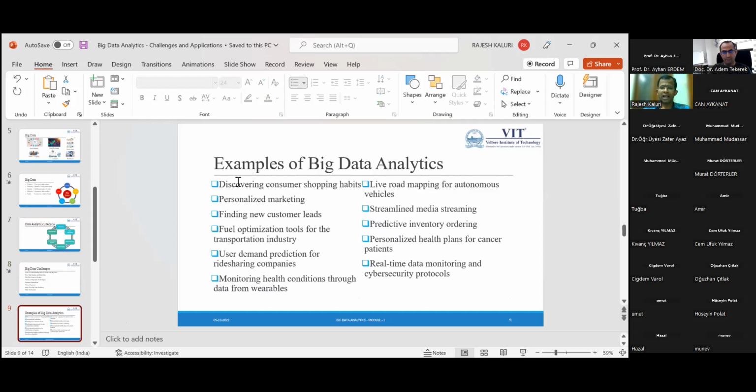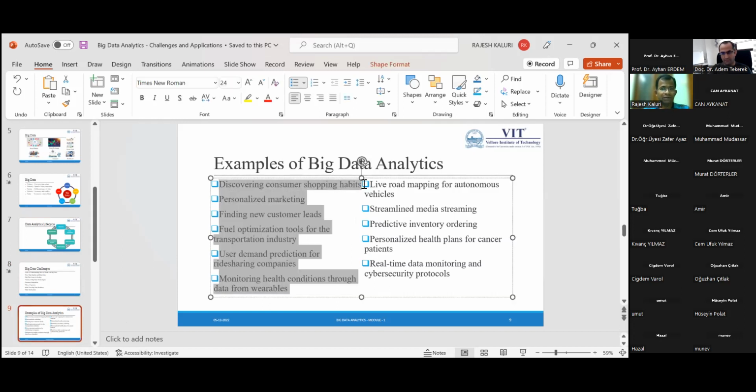Then another one is where you can do good projects. That is the slide I am showing you here. In terms of research, if you want to work, you can clearly work on discovering consumer shopping habits.